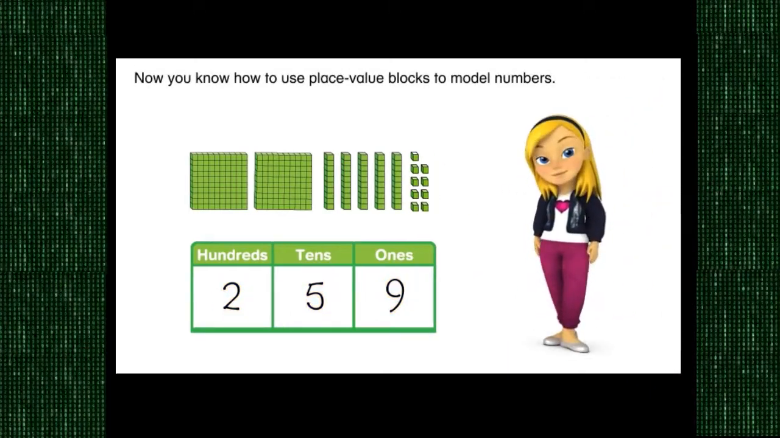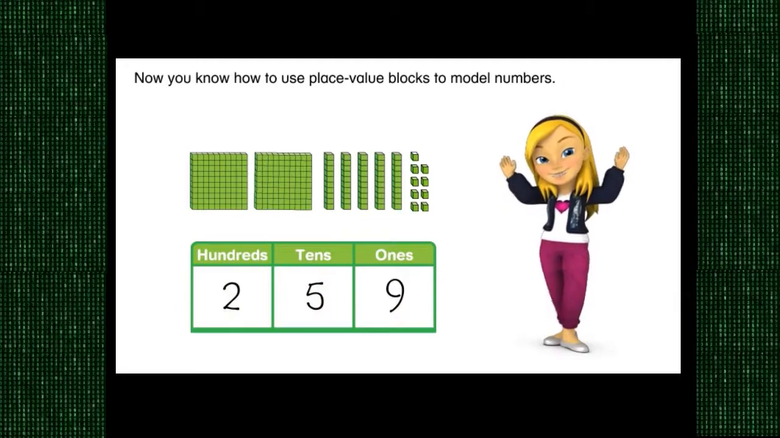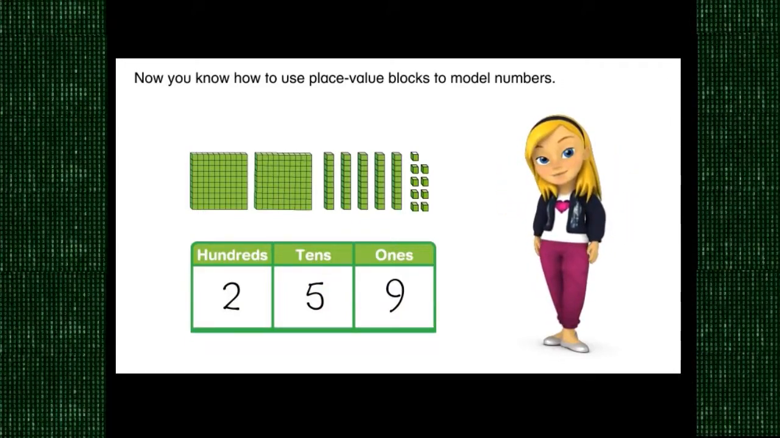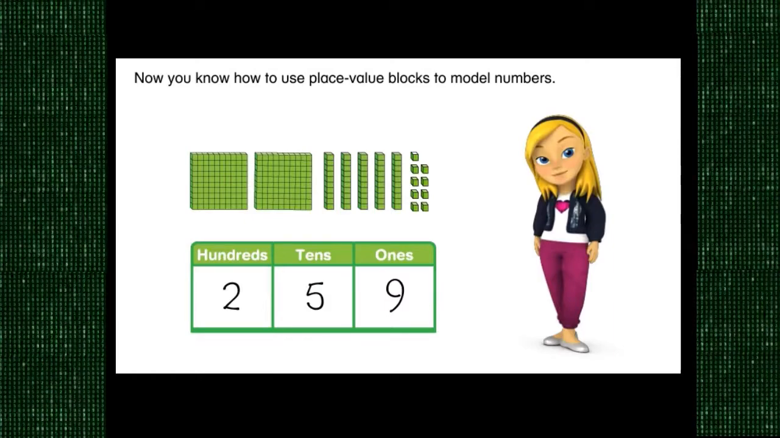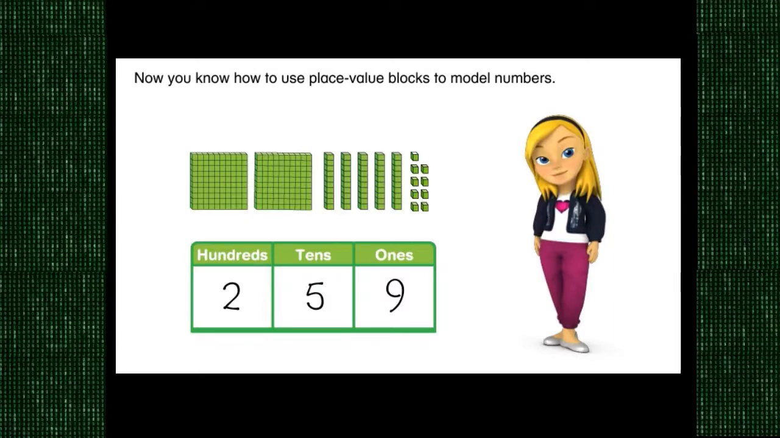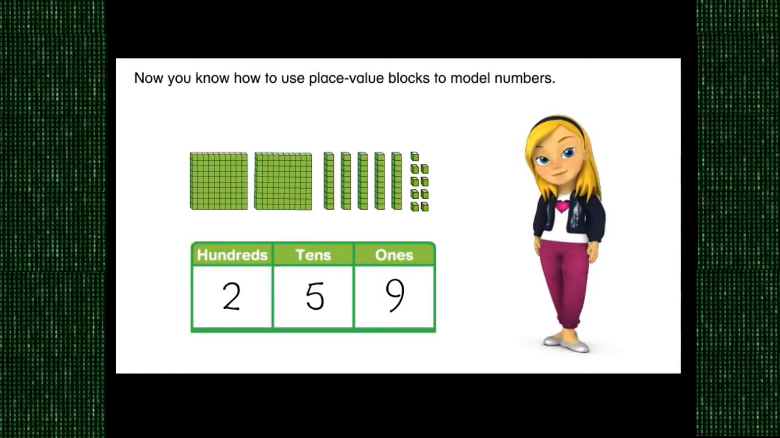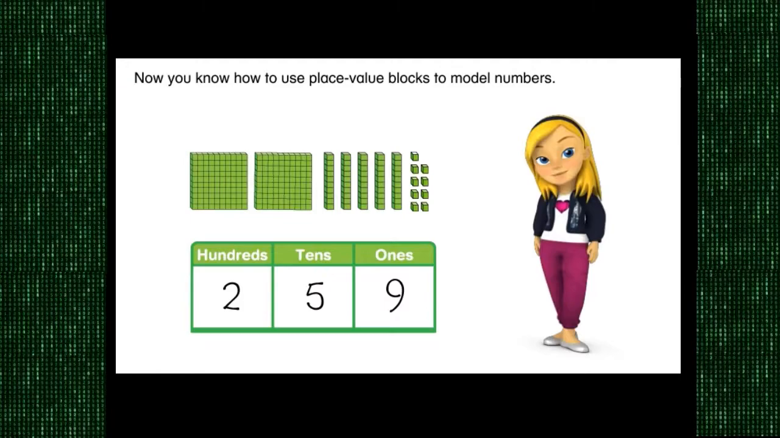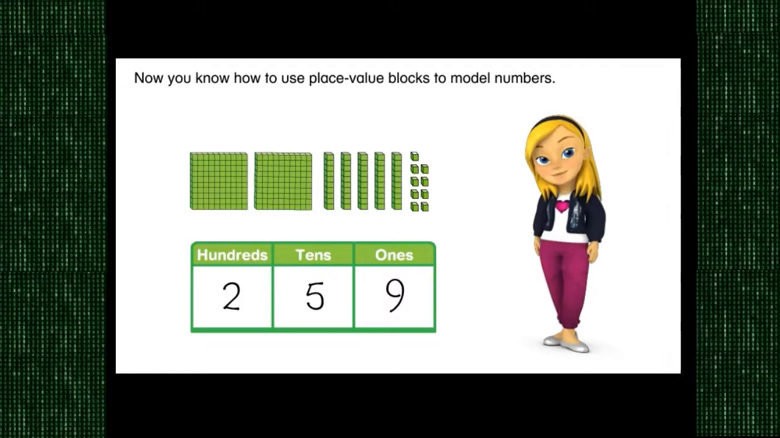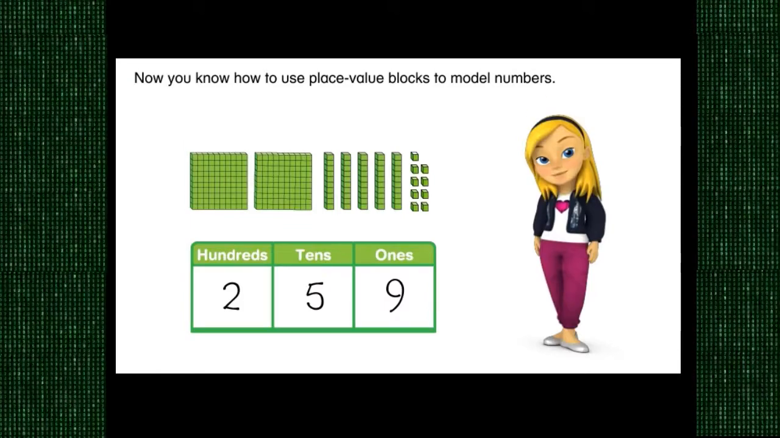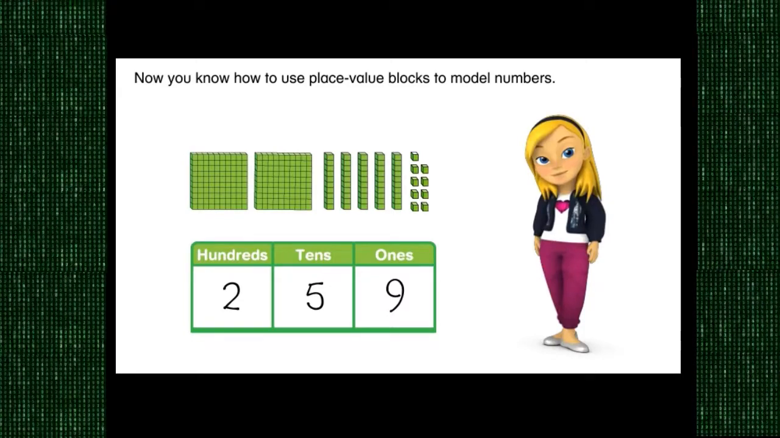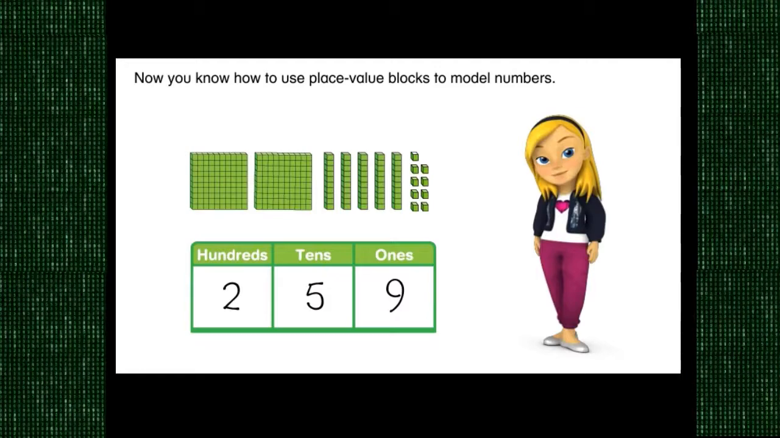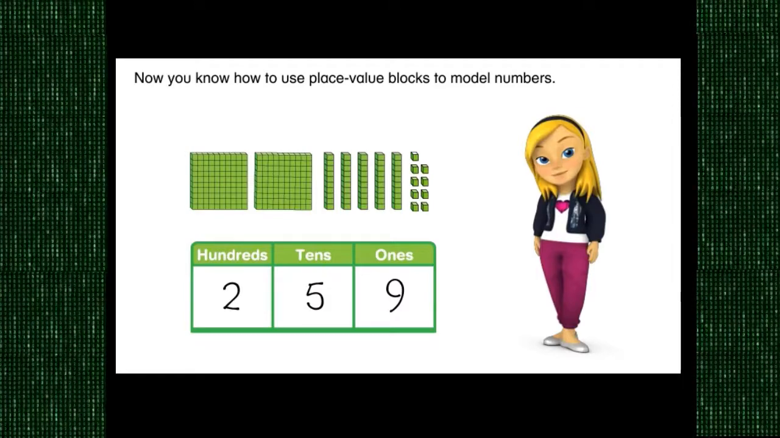Now you know how to use place value blocks to model numbers. It's not too bad, right? The only problem you might have is that I didn't give you enough hundreds flats. I just didn't have that many for the really, really big numbers. So you might need to draw squares on your paper or use something. Maybe you can cut out pieces of paper that you can use as hundreds flats. But this is pretty much it, just using the place value blocks.